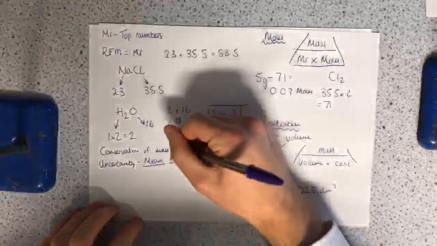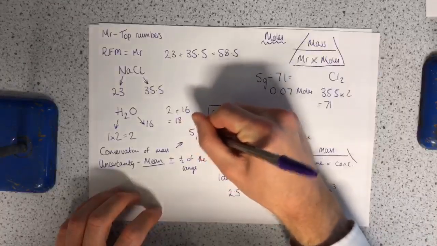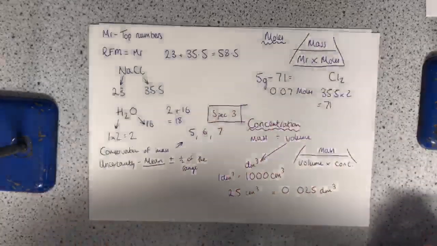So for example, let me do a little quick example up here. Let's say our numbers are 5, 6, and 7. I'm going to add those together.